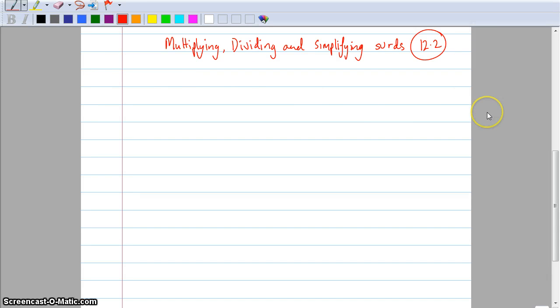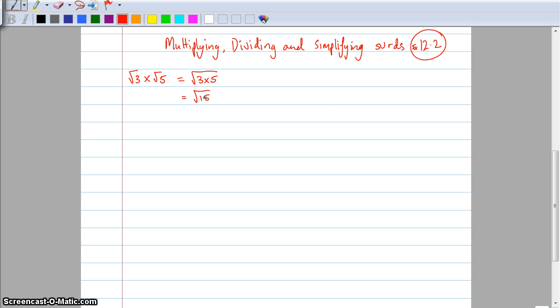Okay, this next video is about multiplying, dividing and simplifying surds, which kind of looks at exercise 12.2 in your textbooks. So imagine we have the situation where we have the square root of 3 multiplied by the square root of 5. Now we can actually join those two things together because they're both square roots. We can say that it's the square root of 3 times 5, and now that we've got it all under the one square root, that is equal to the square root of 15.